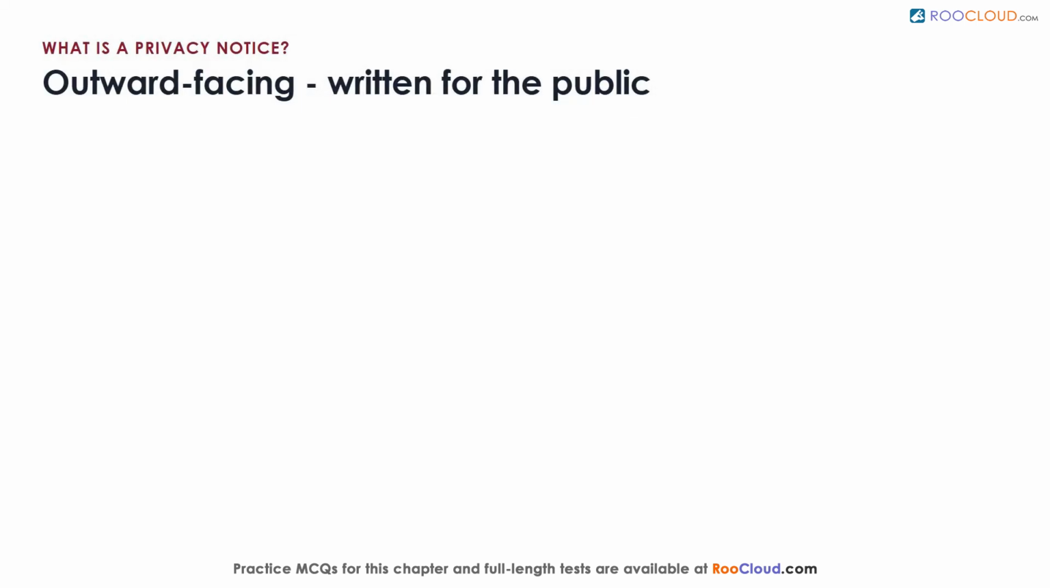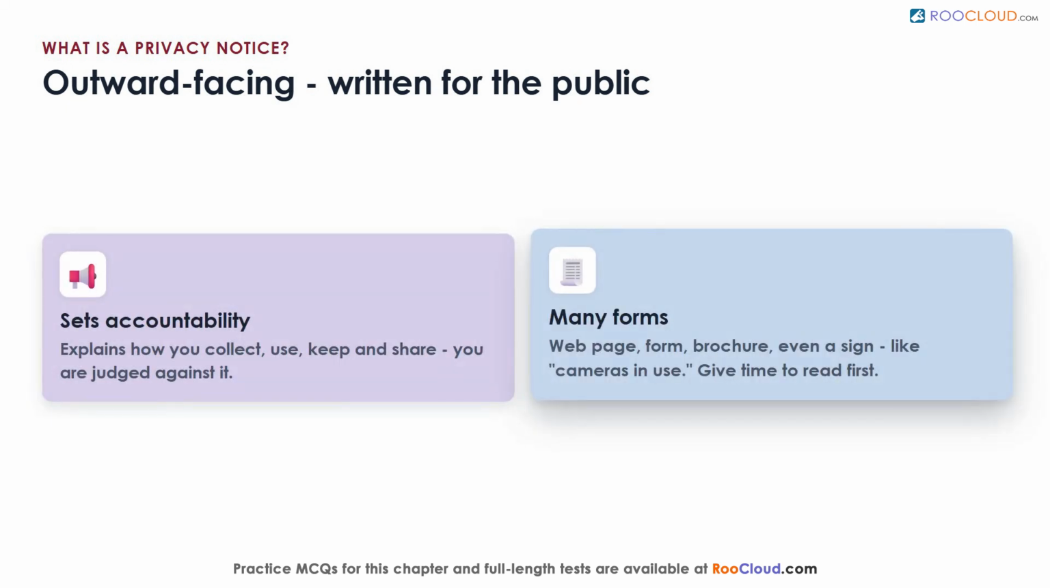So what are the key privacy documents? Start with the privacy notice. It is an outward-facing statement written for the public. It explains how you collect, use, keep, and share personal data. Because privacy rests on informed consent, this notice sets your accountability. Regulators judge you against what the notice promised. It can appear as a web page, a form, a brochure, or even a sign. A sign warning of cameras in a building is a privacy notice. And give people enough time to read it before you collect anything.